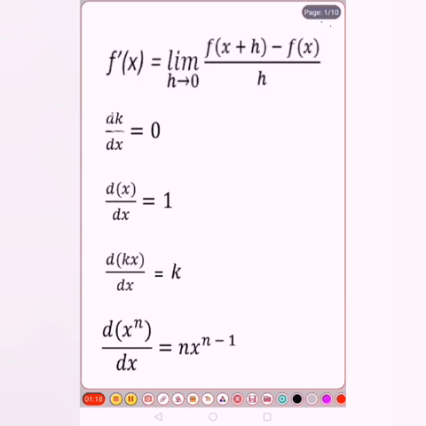Now next, d/dx of x^n is n into x^(n-1). This is a very useful basic differentiation formula. Remember that d/dx of x^n is, n comes as the scalar multiple, that is n into x to the power n, subtracted by one, that is n minus 1. So the scalar multiple, that is n into x^(n-1).